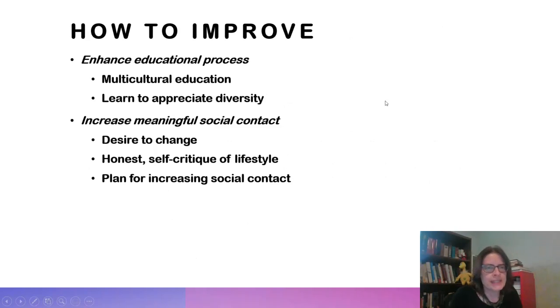How to improve these things: educational processes, multicultural education, appreciating diversity, all those Department of Equity and Diversity type of initiatives that different workplaces and schools have, but also increasing meaningful social contact and having a desire to change, an honest self-critique of lifestyle, doing anti-racism work, reading anti-racism books, and then planning for increasing social contact. It doesn't even have to be racism. If you realize in your entire life you have known zero Jewish people, you could decide that this is a group that I would like to know more about.